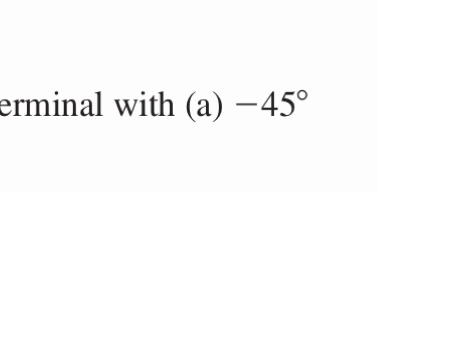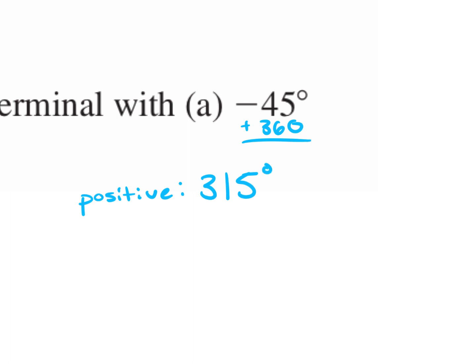So let's find a positive and negative coterminal angle for negative 45. So let's start with the positive one. What would I need to do to find a positive coterminal angle here? Add 360. So what's negative 45 plus 360? 315. 315 what? Degrees. Don't forget that little degrees symbol. Now we need a negative coterminal angle. How do I find a negative one? Subtract 360. So I have negative 45 minus 360. So that gives us negative 405.